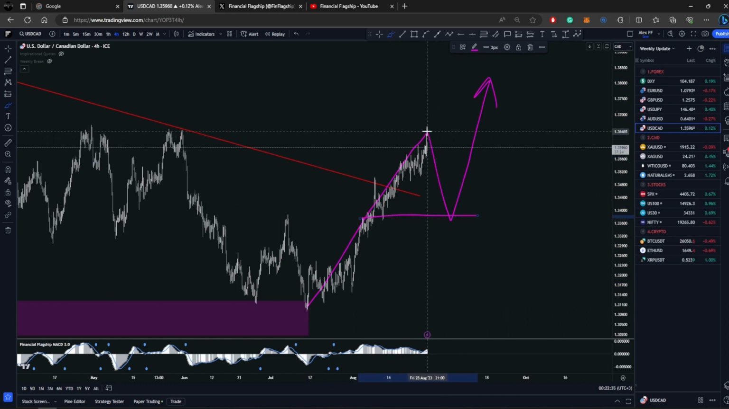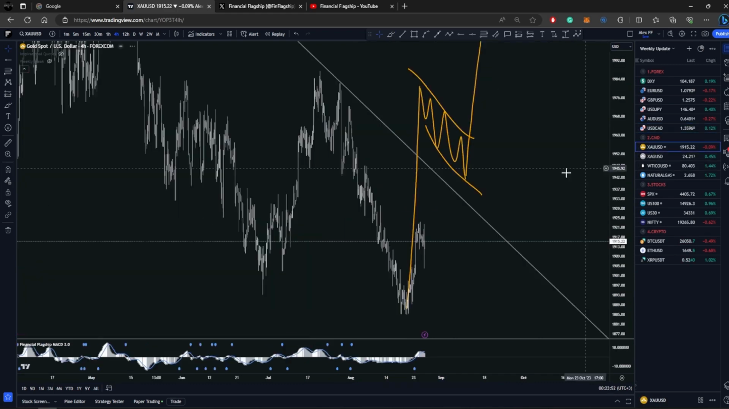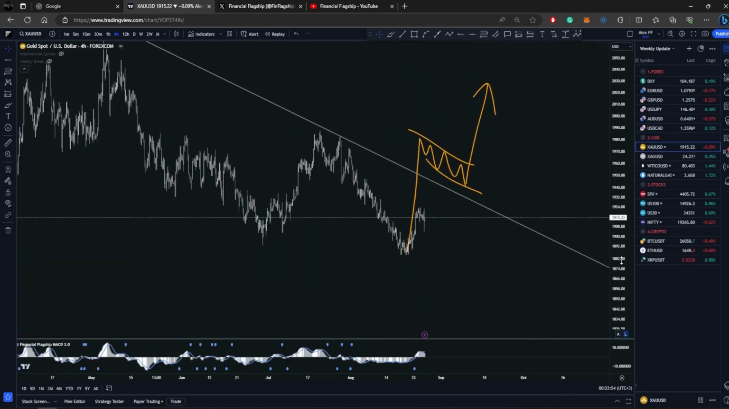So for me personally, I'll let the price drop and then we'll engage in any buy setups if that's the case. Moving on to gold. For gold, last week I was expecting the price to drop again and take out this low. If you remember, I was saying that the price will crawl its way down, take out this low, and I didn't advise you guys to trade it.